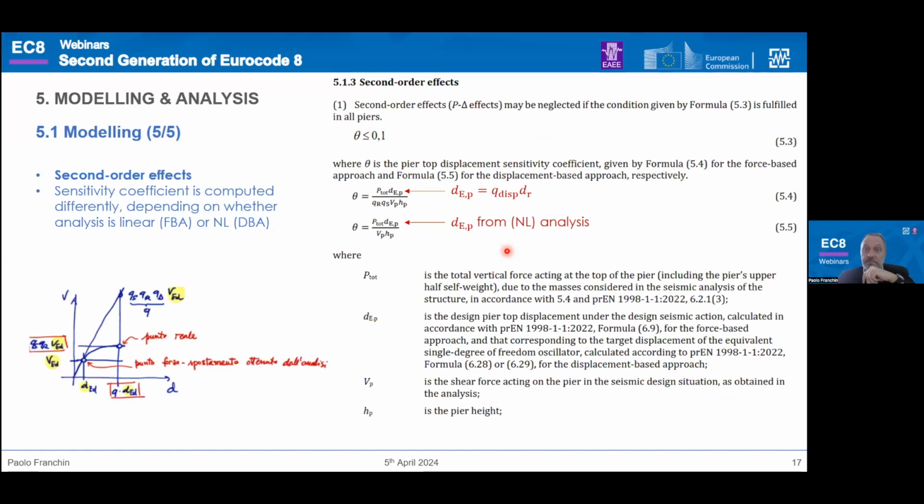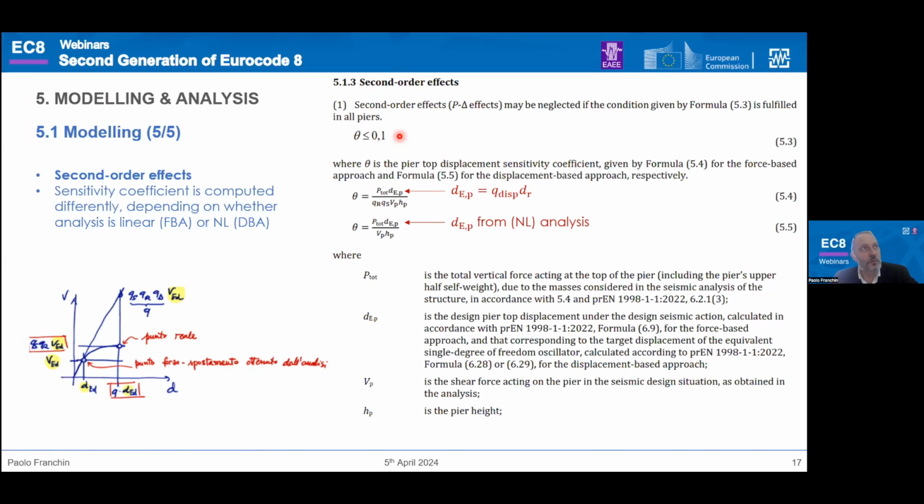Second order effects. The second order effects should be considered whenever the intermediate coefficients... This is the same as in part 1, so I'm going relatively fast. Second order moments over first order moments, and the P delta over V. When this exceeds 0.1, you need to consider second order effects.